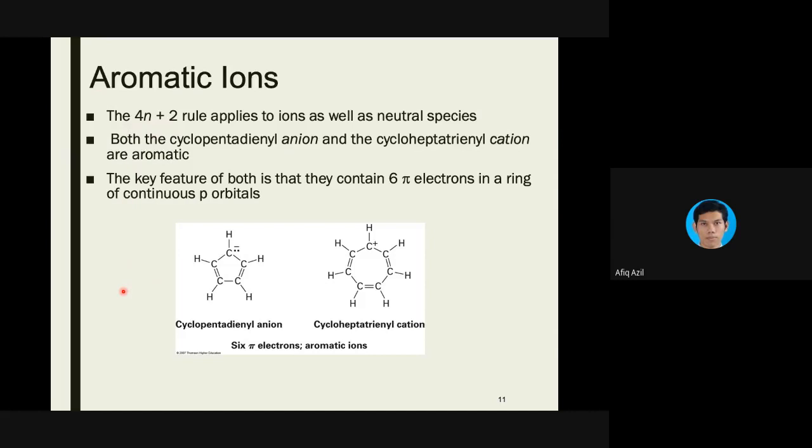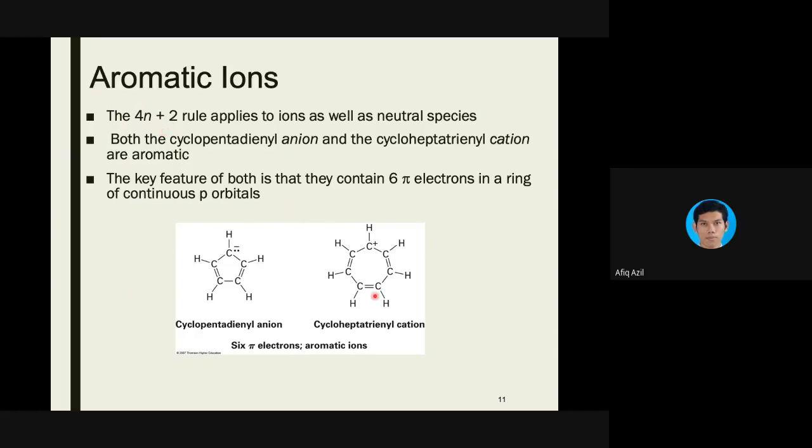If n equal to 2, the number of pi electrons is 10. So it will increase by 4: 6, 10, 14, 18, 22. You just plus 4 because the n here is multiplied by 4.